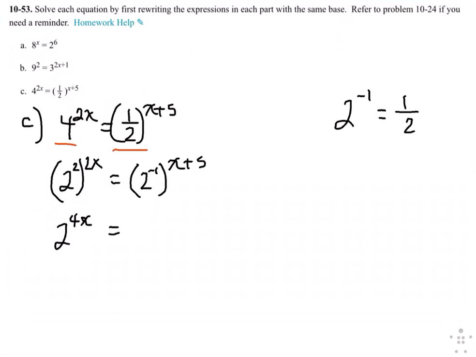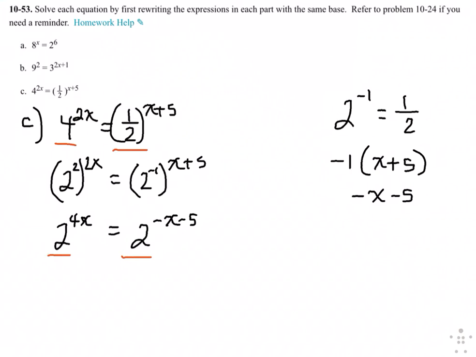Now I have negative 1 times x plus 5. Let's do that over to the side. Negative 1 times x plus 5 is negative x minus 5. So this is 2 to the negative x minus 5. So now we successfully have the bases the same. The bases are 2's. And the powers, or the exponents, are now equal.